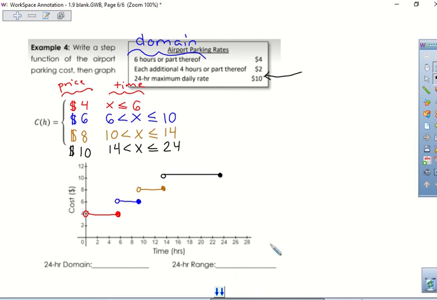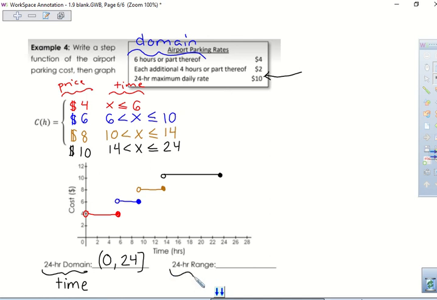So let's talk about the domain and range of this. The domain is going to be based on time. What's the minimum amount of time that you can park in the parking garage? 0. But is 0 included? Are you going to pay for parking 0? No, so we use a curved bracket. But 24, you can park exactly 24 hours, so that is included. So does everybody understand why one end is curved and one end is a square bracket?